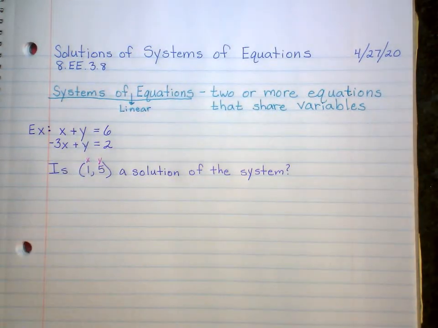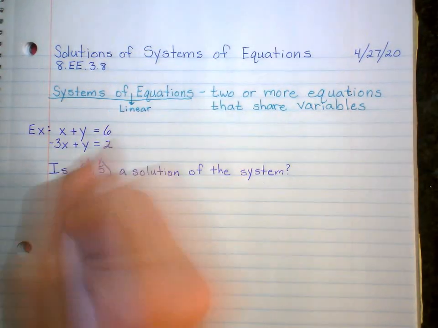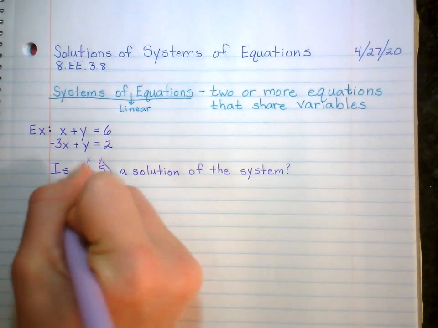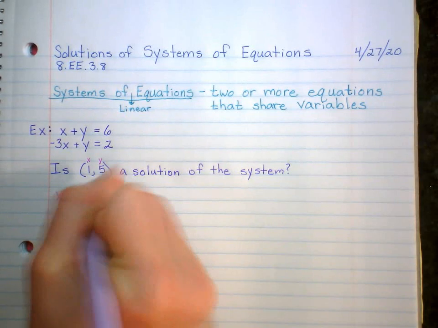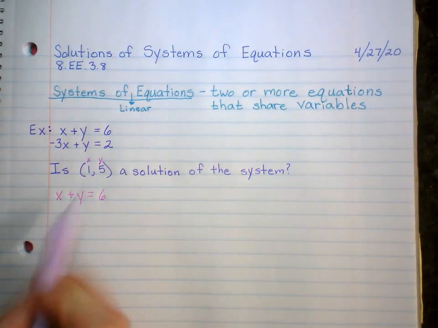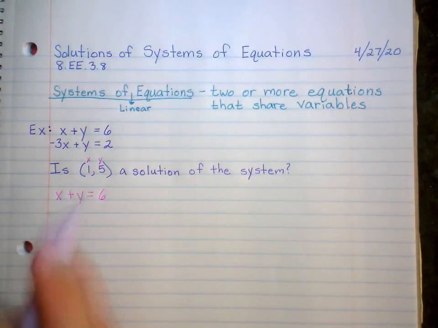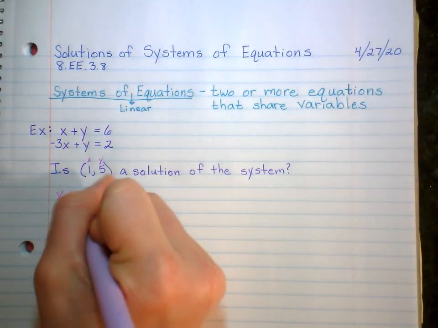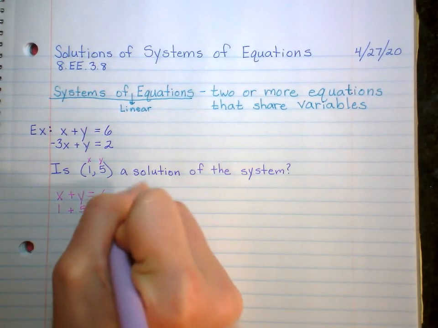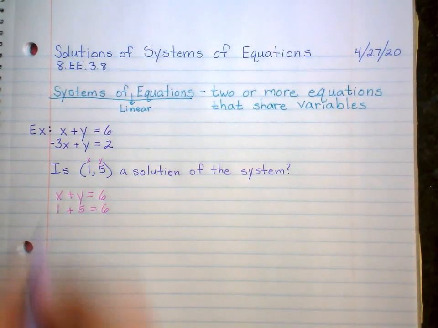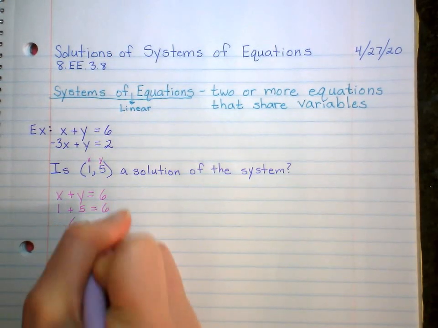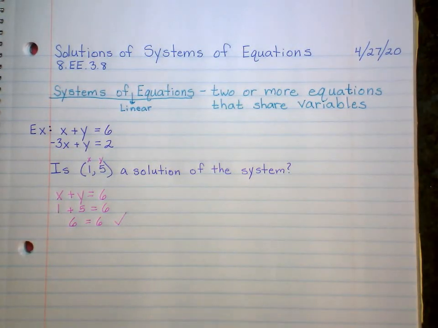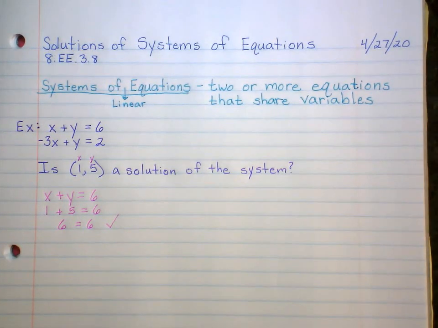So let's try it for the first one. We'll do it in purple. Sure, why not? So x plus y equals 6. We're going to plug in 1 for the x and 5 for the y. So we have 1 plus 5 equals 6. Well, 1 plus 5 is 6. Equals 6? Yes, that's true. Okay, let's try the other one.